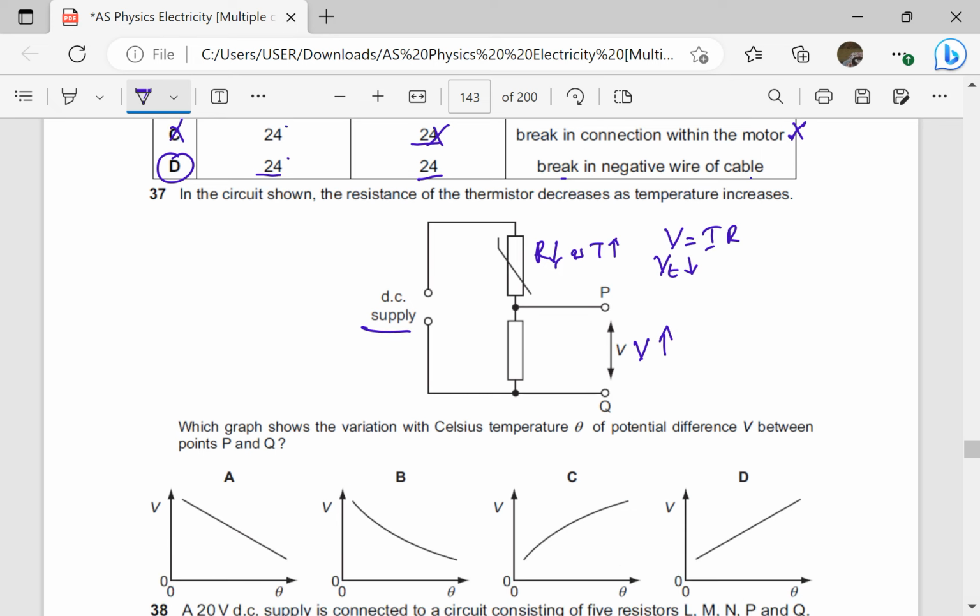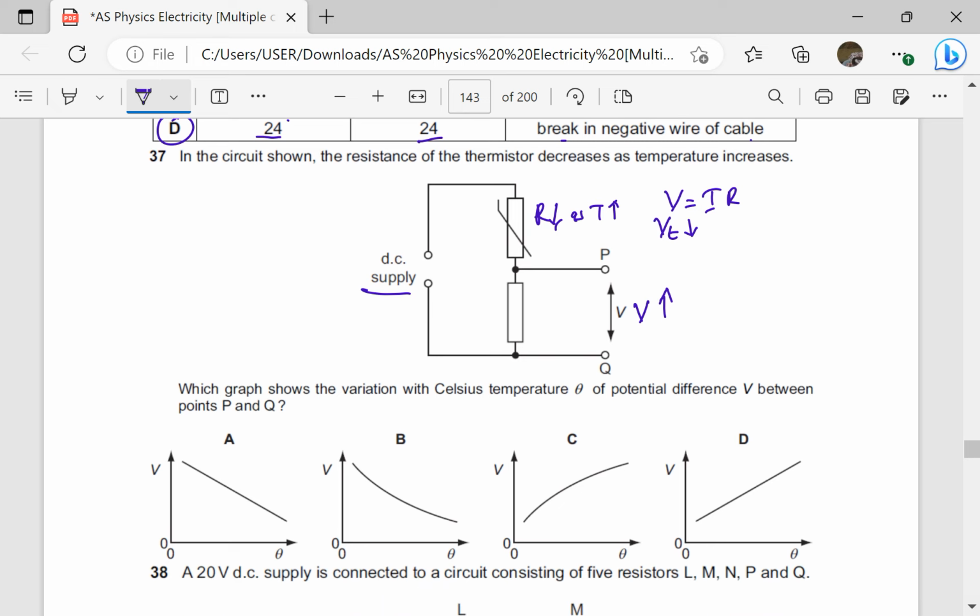Which graph shows the variation with Celsius temperature theta of the potential difference V between points P and Q? First of all, we have seen that it actually increases. So A is a decrease, B is a decrease. Those ones are out.